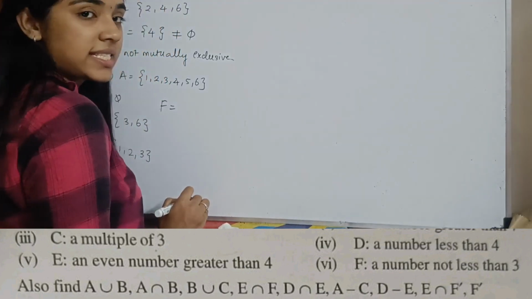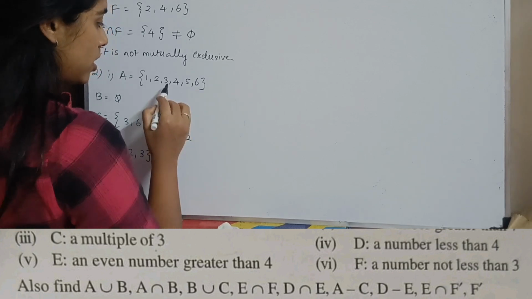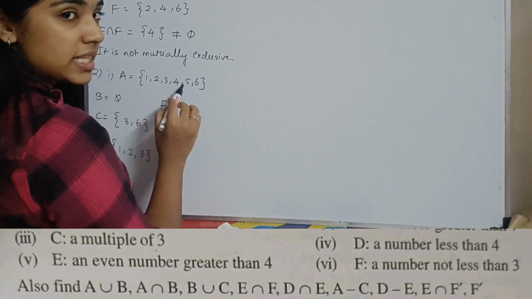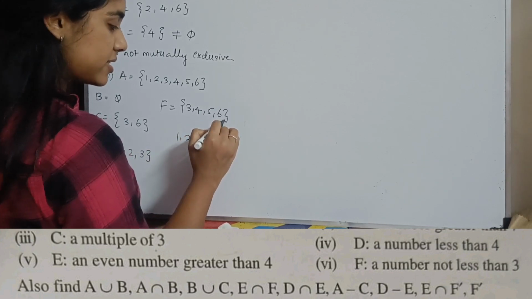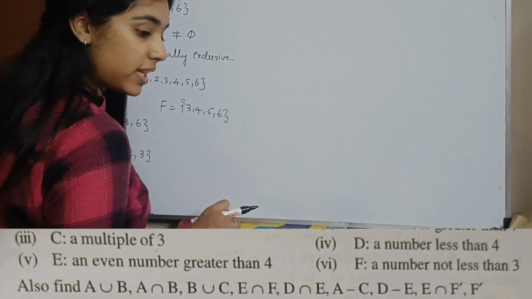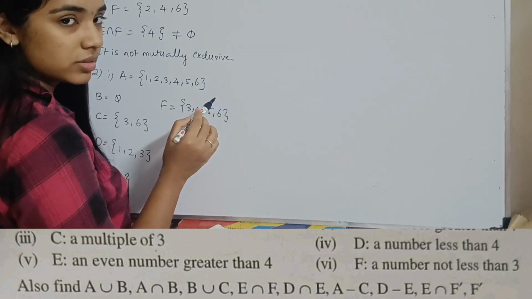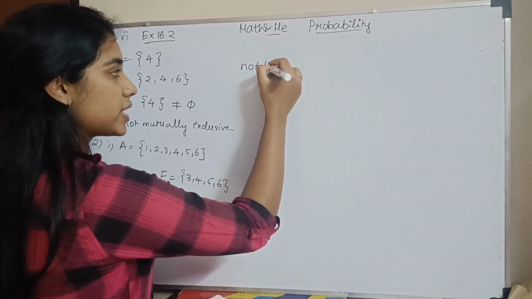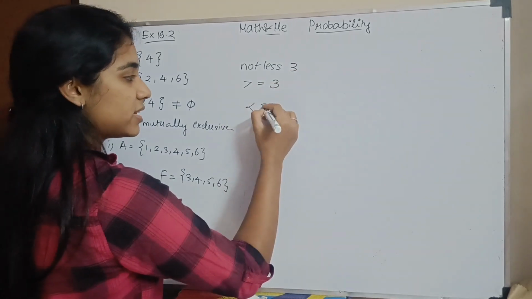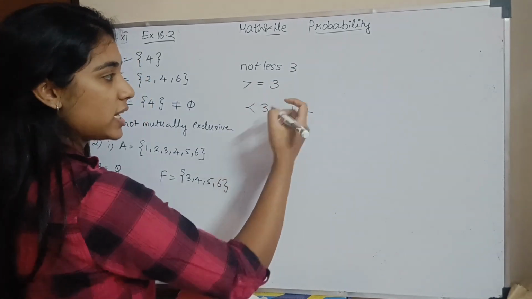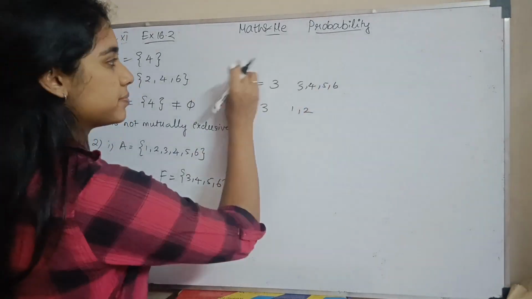A number not less than 3. Now, a number less than 3 would be 1, 2. Not means whatever is not in this set. So it will be 3, 4, 5 and 6. Understand? Is it clear? It is given that a number is not less than 3. Not less than 3 means it is greater than or equal to 3. The number which is less than 3 is 1, 2. So the number which is not less than 3 will be 3, 4, 5, 6. Okay? That's how you get F.